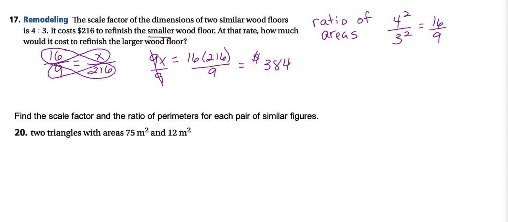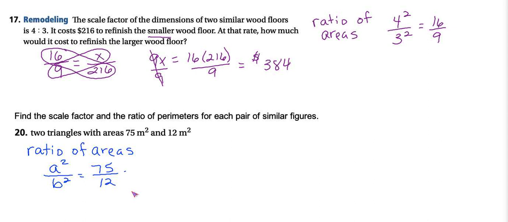Last example. Find the scale factor and the ratio of the perimeters for each pair of similar figures. Well, we're looking for the scale factor and ratio of perimeters, but what we know are the areas. Area is 75 square meters and 12 square meters. So what I do know is the ratio of the areas. So let's write that. The ratio of the areas would be, by the way, ratio of areas, remember that's a squared to b squared. That's going to be 75 to 12.